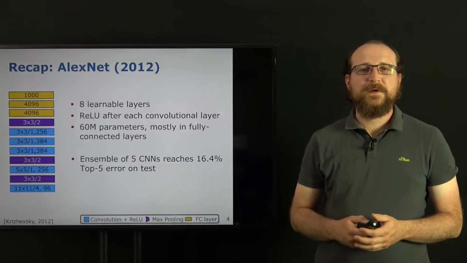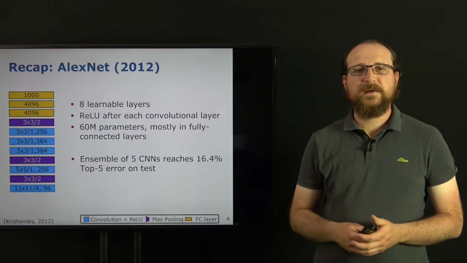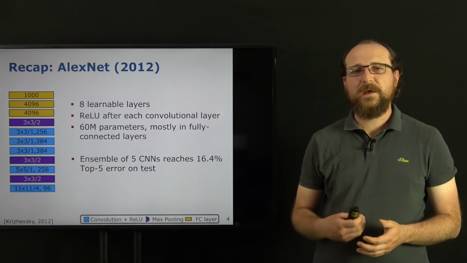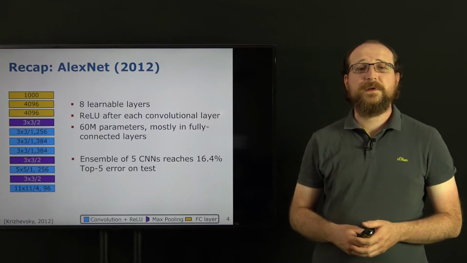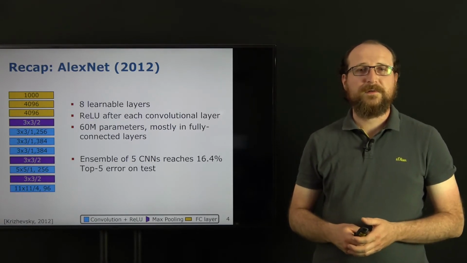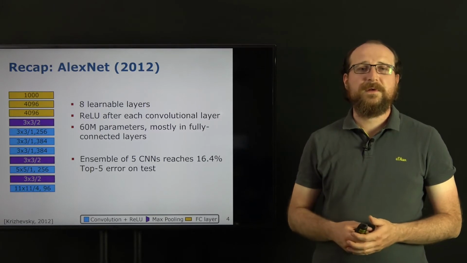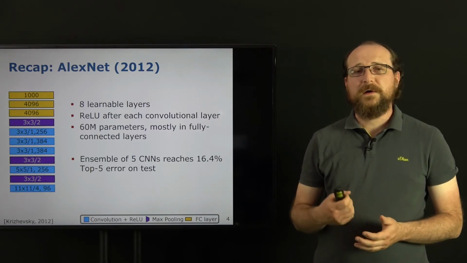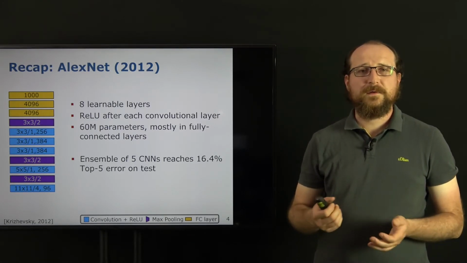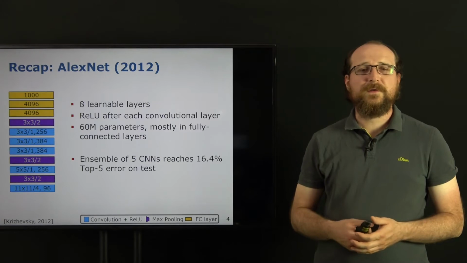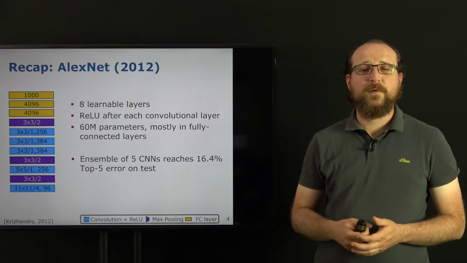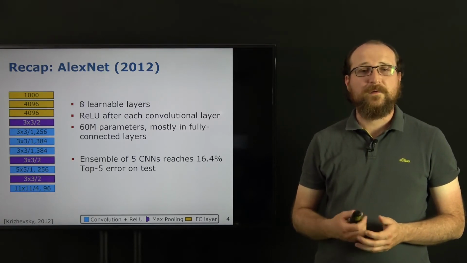So, to just give a little recap, we started with the so-called AlexNet, which was the winner in 2012, which had basically 8 learnable layers, the ReLU activation after each convolutional layer, and had something around 60 million parameters. And as I showed in the lecture, most of these parameters were basically stored in the fully connected layers. And this model combined an ensemble of 5 different versions of this network trained with different initializations, and reached in the end something like 16.4% top 5 error on the test set of ImageNet.